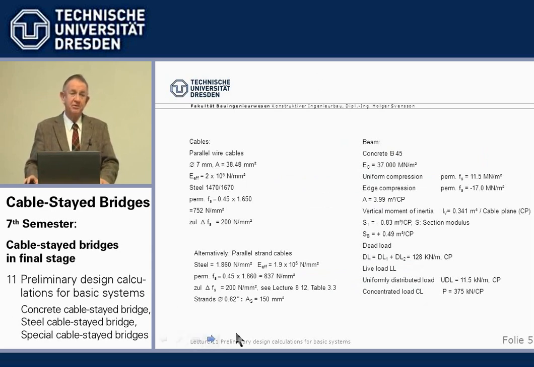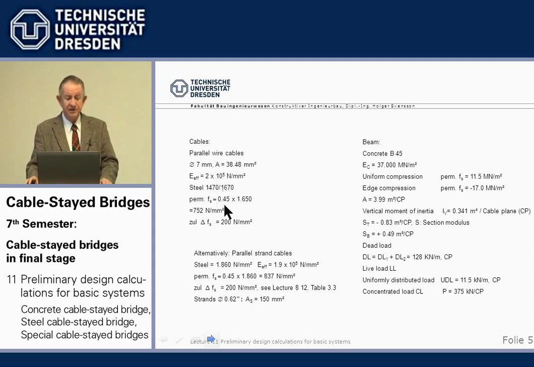For all the examples we are dealing with in the lecture and in the examination, we always use the same cross-sectional values. They are given, so we don't want to fiddle around. That's just a basic thing. Basically, we use either parallel wire cables with 7 millimeters, and that's the area. We reduce the effective modulus of elasticity, which is 2.05, as we know, a little bit for the sag, but the sag is small, so we use a constant 2.